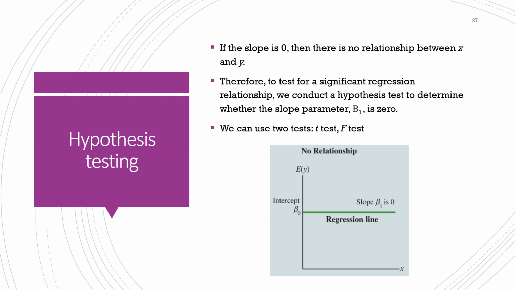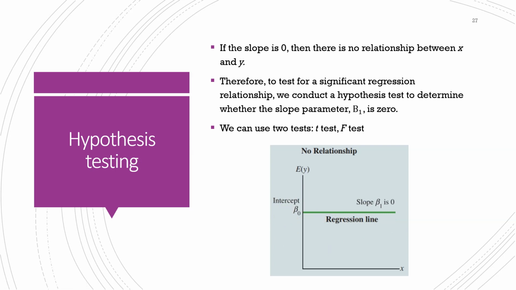So let's think about this. If the slope is 0, then there is no relationship between x and y. This is a figure we saw earlier in the chapter, showing that the slope is 0, meaning there's no change. So as x increases or decreases, what happens to y? Nothing. It's basically saying that student population size, whether big or small, does not affect sales. So there would be no relationship between x and y.